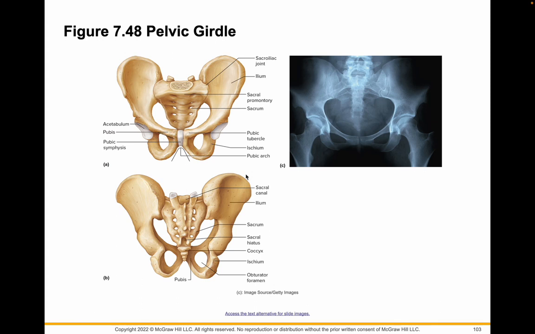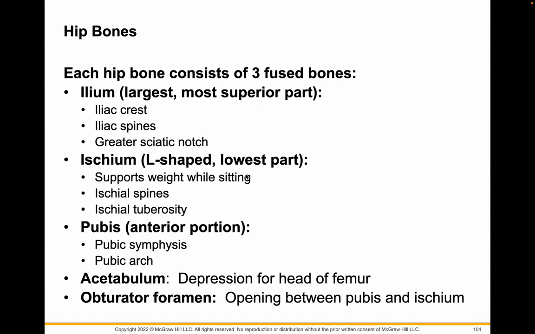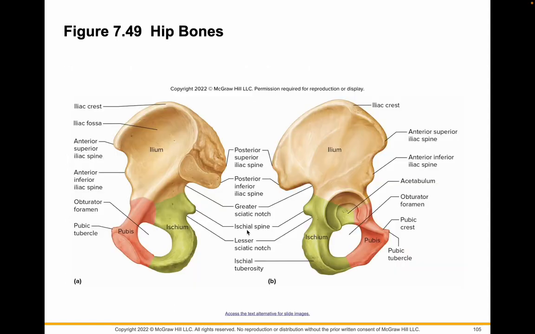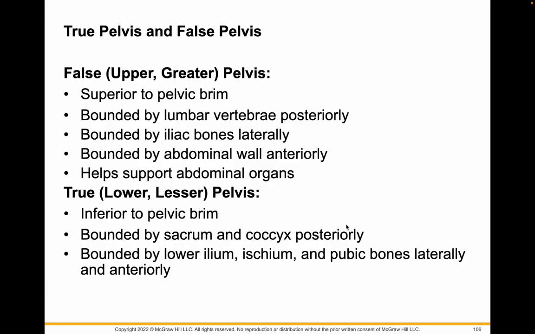separate and you open up like a book. It sounds awful. All right. And so here, ilium, ischium, and pubis, and then acetabulum right here. So you have the false pelvis or upper pelvis or greater pelvis, and then the true pelvis.